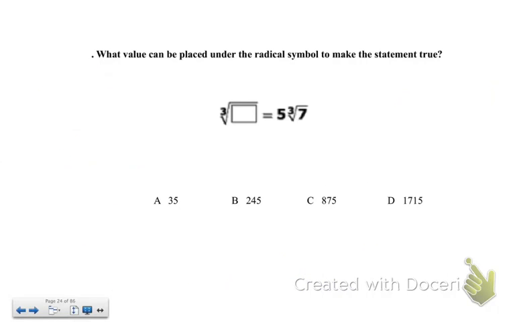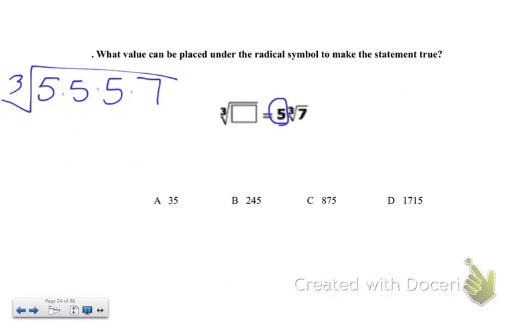What value can be placed under the radical symbol to make the statement true? Remember, this is kind of like going backwards. 5 times the cube root of 7 is already simplified for you, so they're asking what was the original expression. So think about it in the opposite way. If 5 is on the outside, that means there had to be 3 on the inside. So if we multiply, we get the cube root of 875.